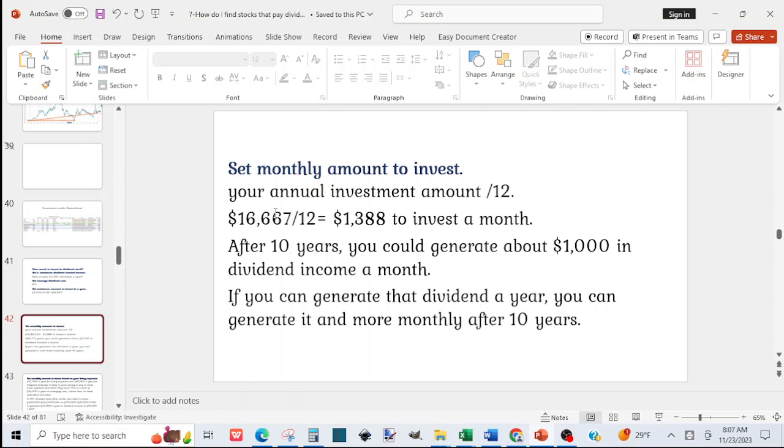You will reach that goal of having $1,000 in dividend income a year once you reach $16,000 invested in those dividend stocks. If you keep at it for 10 to 12 years, even by year 10, you could easily be generating $1,000 in dividend income a year, because you keep investing $1,300, or let's just say $1,400 a month, in dividend stocks that pay 6%.